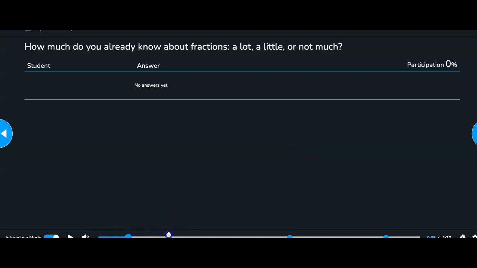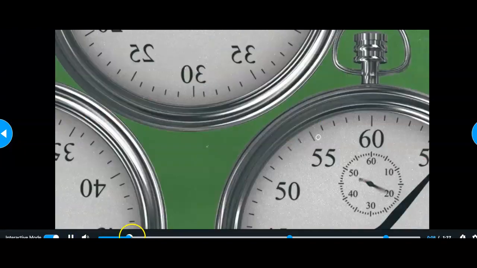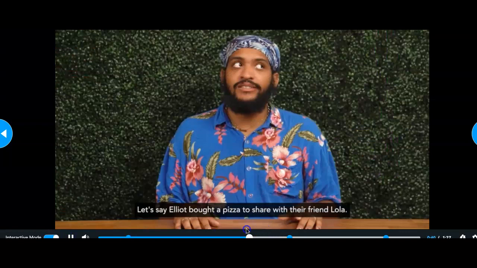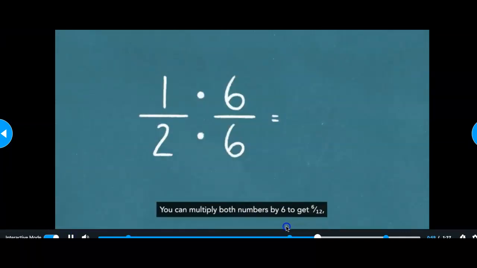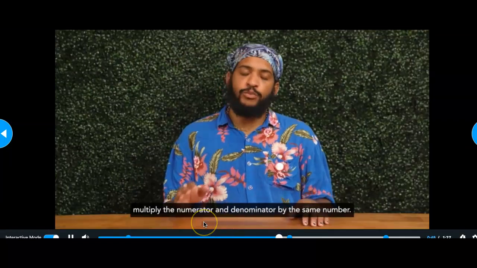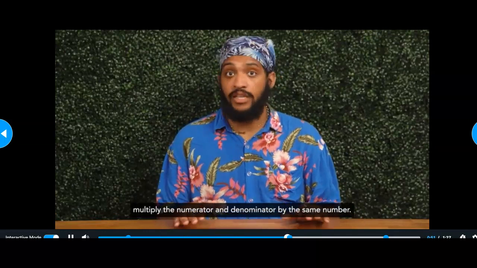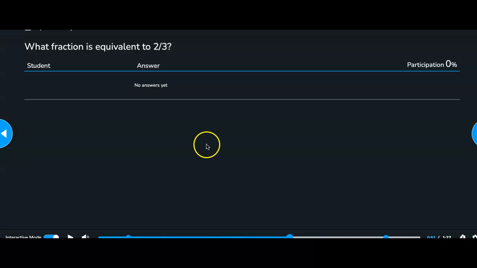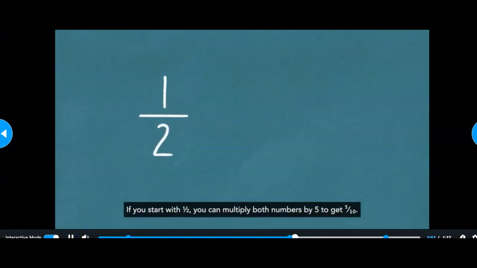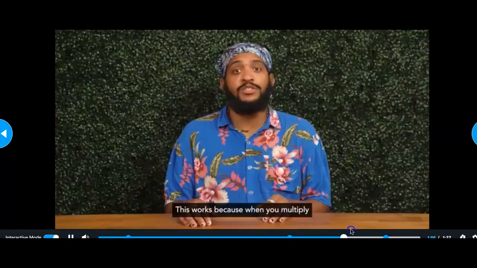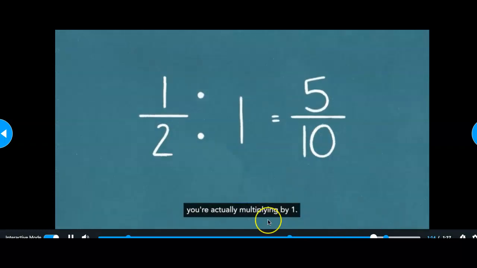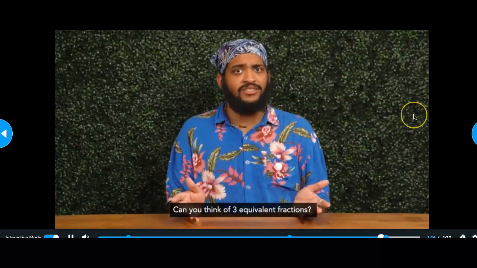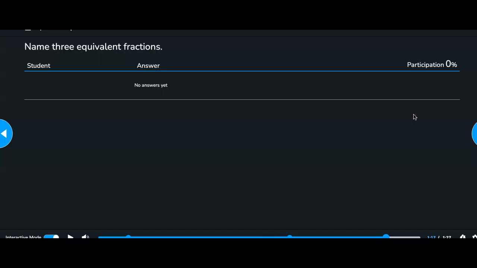I'm going to fast forward through. Students will have three interactive portions. Multiply the numerator and denominator by the same number. If you start with 1/2, you can multiply both numbers by 5. Can you think of 3 equivalent fractions?